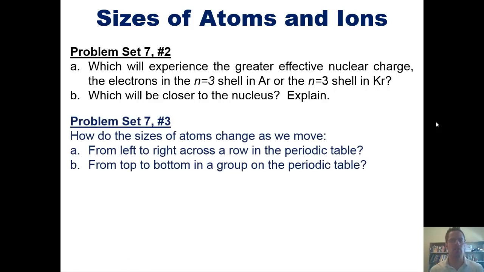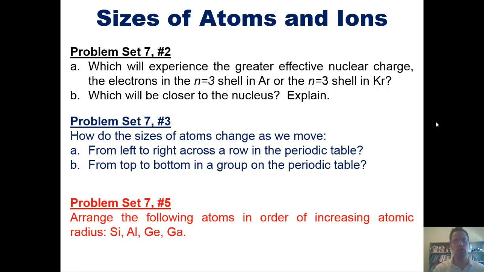Next, how do the sizes of atoms change as we move from left to right across a row in the periodic table and from top to bottom in a group in the periodic table? And arrange the following atoms in order of increasing atomic radius.